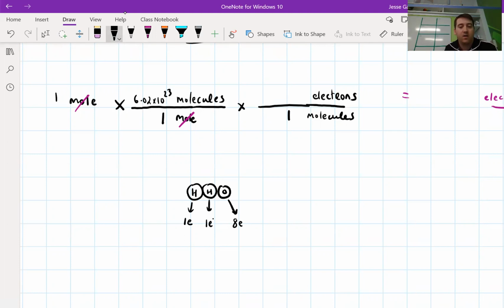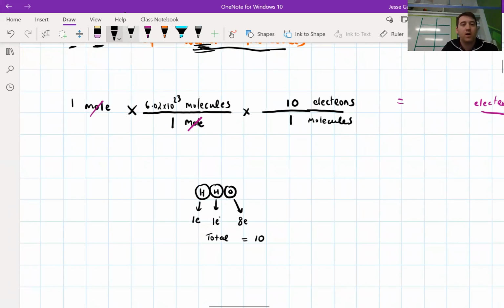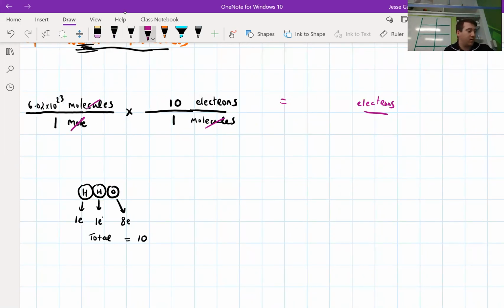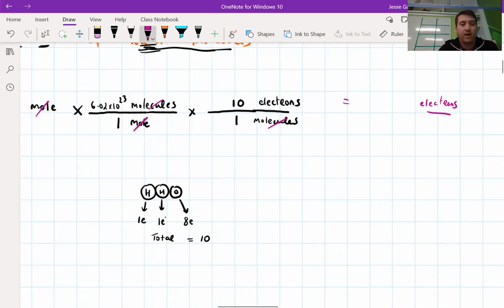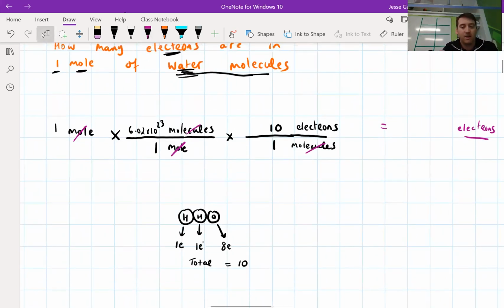So if I add these together, the total number of electrons in a water molecule is equal to 10. So that means that there are 10 electrons for every 1 molecule. Watch what I can do now. I can cancel molecule, and now I have my sum to do. So 1 times 6.02 times 10 to the 23 over 1, times 10 over 1. And when I do that, I'm going to get my answer. I actually haven't done this myself, so pause the video, you guys, and do that sum now, see what you get.